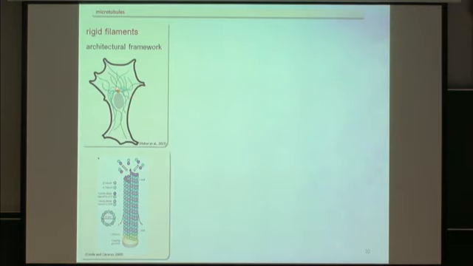And this gives the cell a direction. It gives a direction from inside to outside. So if you move along a microtubule, you will always reach the center of the cell. If you move outside, you will reach the outside of the cell. So the microtubules are somehow the architectural framework for the cell.